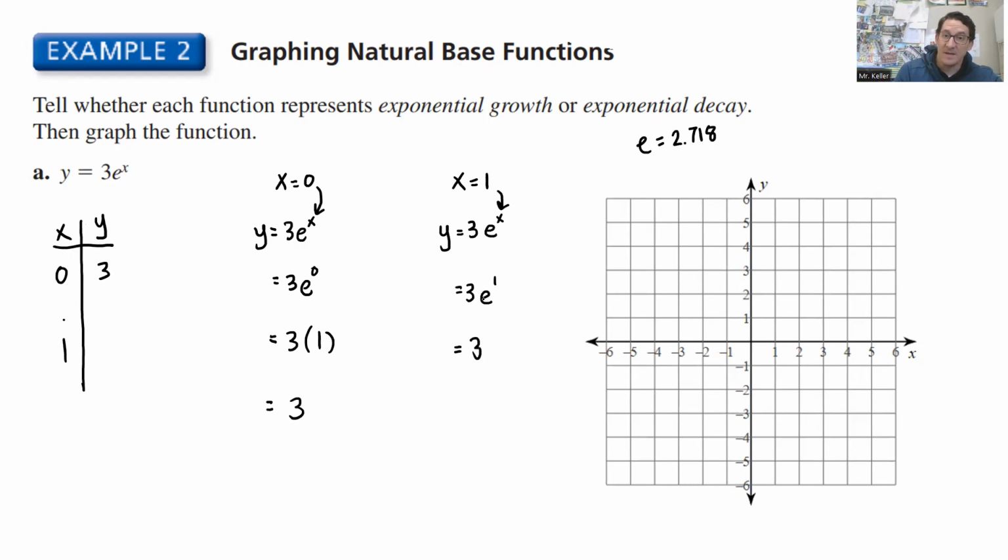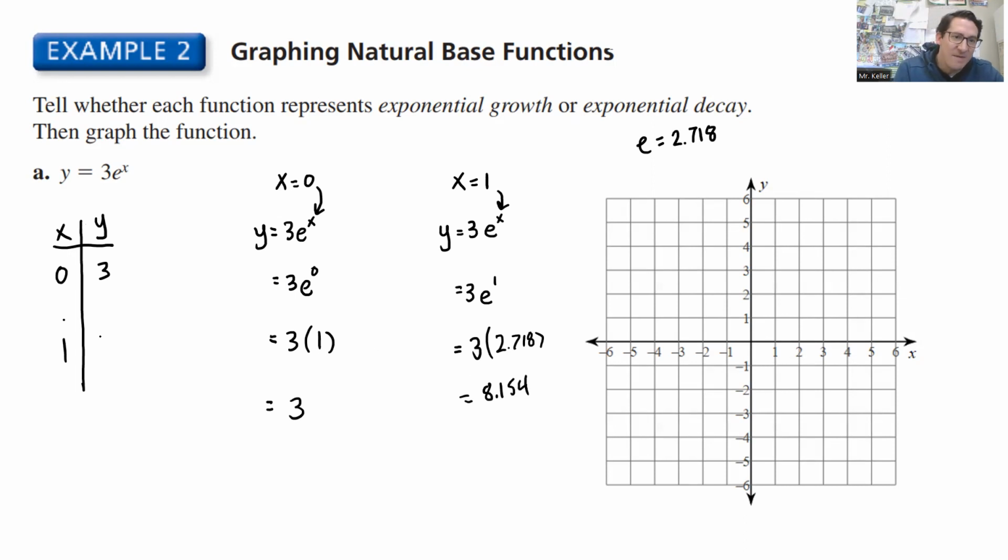So anything to the first power is just itself. So I'm going to change the e to the first. That's 2.718. And then multiply that out. So 3 times 2.718 is 8.154.